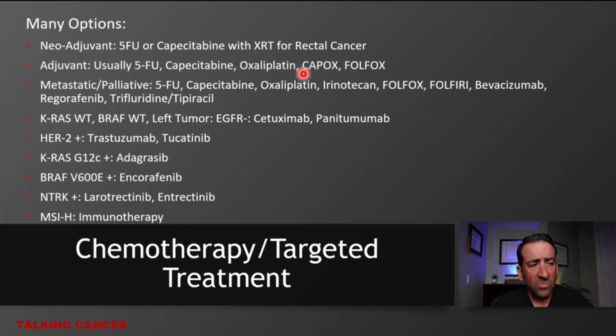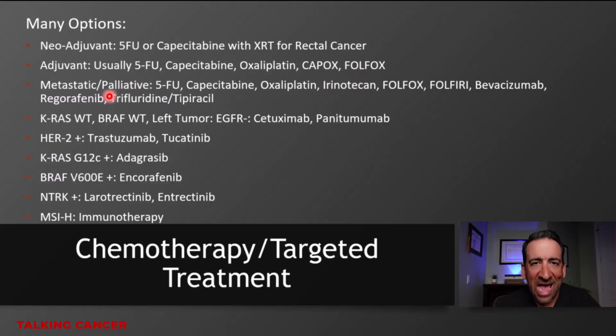Just know that there's another regimen that's called CAPOX. Very simple. All CAPOX is capecitabine together with oxaliplatin. So CAP for CAPE and OX for oxaliplatin. That's all that is. We're using 2 chemo drugs. The other one is FOLFOX, and this is 5-FU together with another medication called leucovorin, which is really a vitamin, together with oxaliplatin, and we call it FOLFOX. That's it. These are the most common regimens used for adjuvant therapy, meaning after surgery.